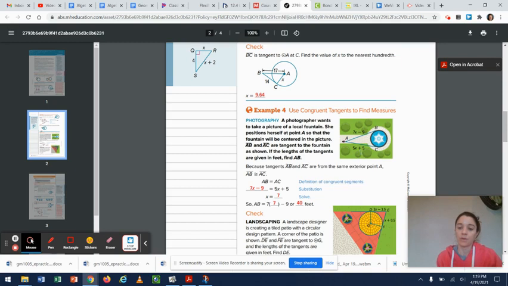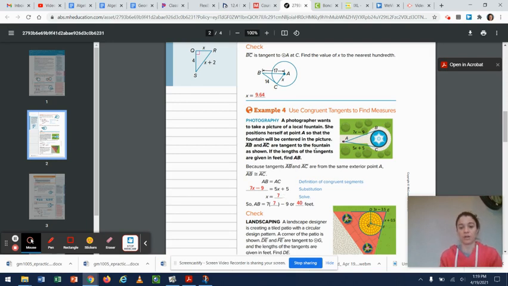Remember going back to that theorem, if they're coming from the same point, these two tangents end up being congruent. So we're just going to set them equal to each other and solve. 7x minus 9 equals 5x plus 5. You'll subtract 5, add 9, and then divide, and you'll get x equals 7.